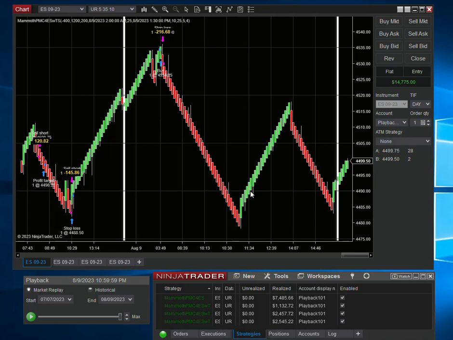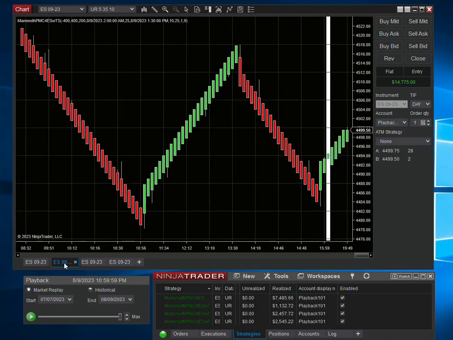Now I have, okay, I'm sorry. Yeah, I had data that started from July 7th and stopped at August 9th, data for the ES September contract. I ran from July 7th to August 9th data, right? That is a little bit over a month, because there's a weekend involved. So anyways, for the strategy I had four ES charts loaded.